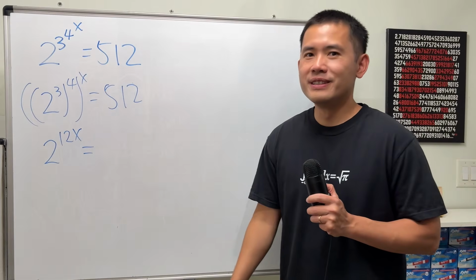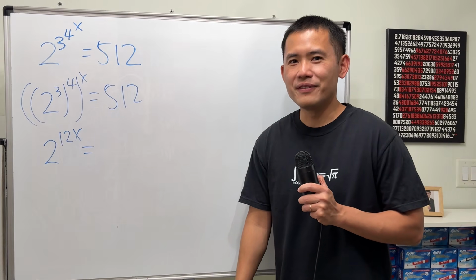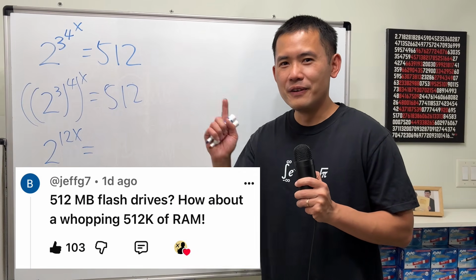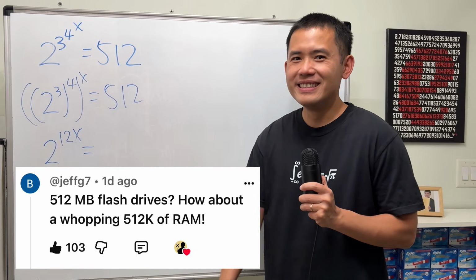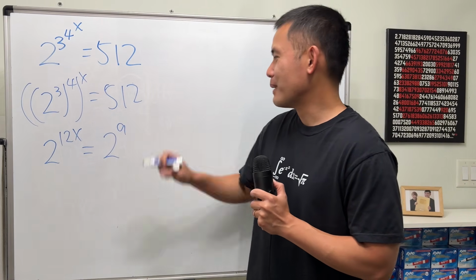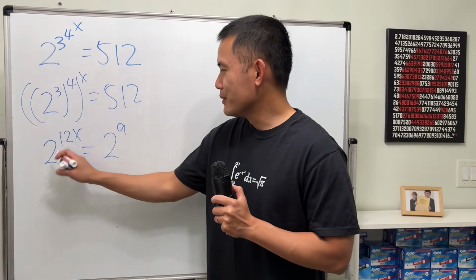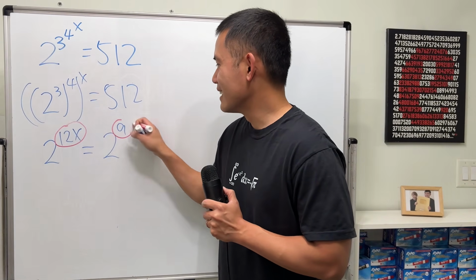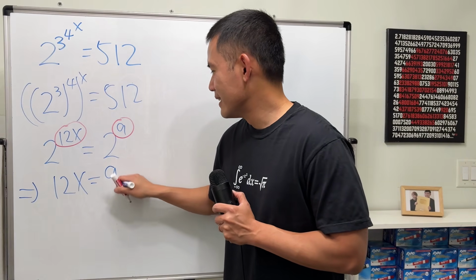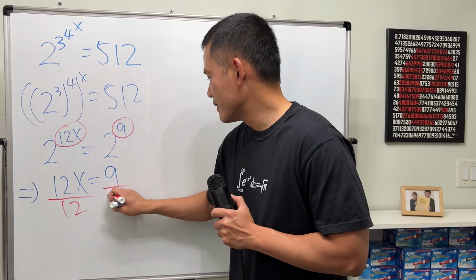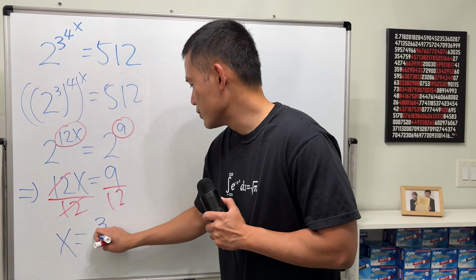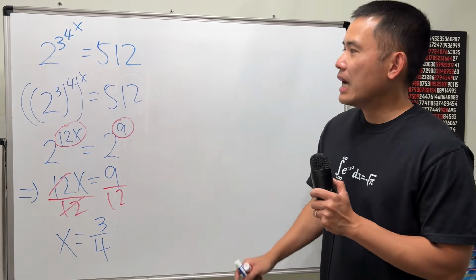And 512, just like the good old days that you have the 512 megabyte USB flash drive, and some of you guys mentioned the 512K RAM. But anyways, either way, 2 to the 9th power. Well, we have 2 to something, so that implies the exponents have to be equal. And then divide both sides by 12. Reduce the fraction. Yes, you do end up with 3 over 4.